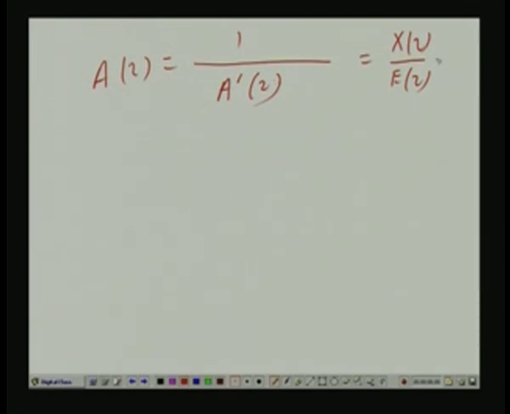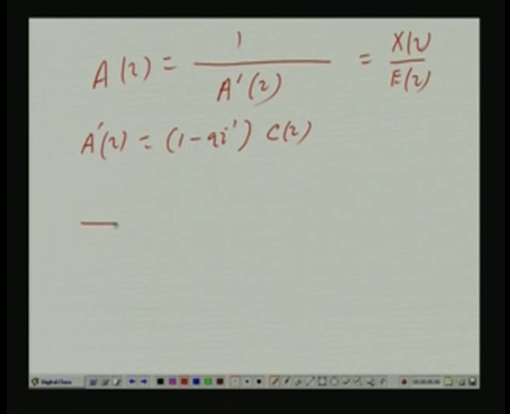So, now look at this equation. This is a slight change from what I drew just a while back. That means X(z) into A prime z is equal to E(z). So, if you have an A prime z, we write it like this: we take one factor out into C(z). C(z) we have already given the expression, so no point in writing. So, A prime z into X(z) is E(z).